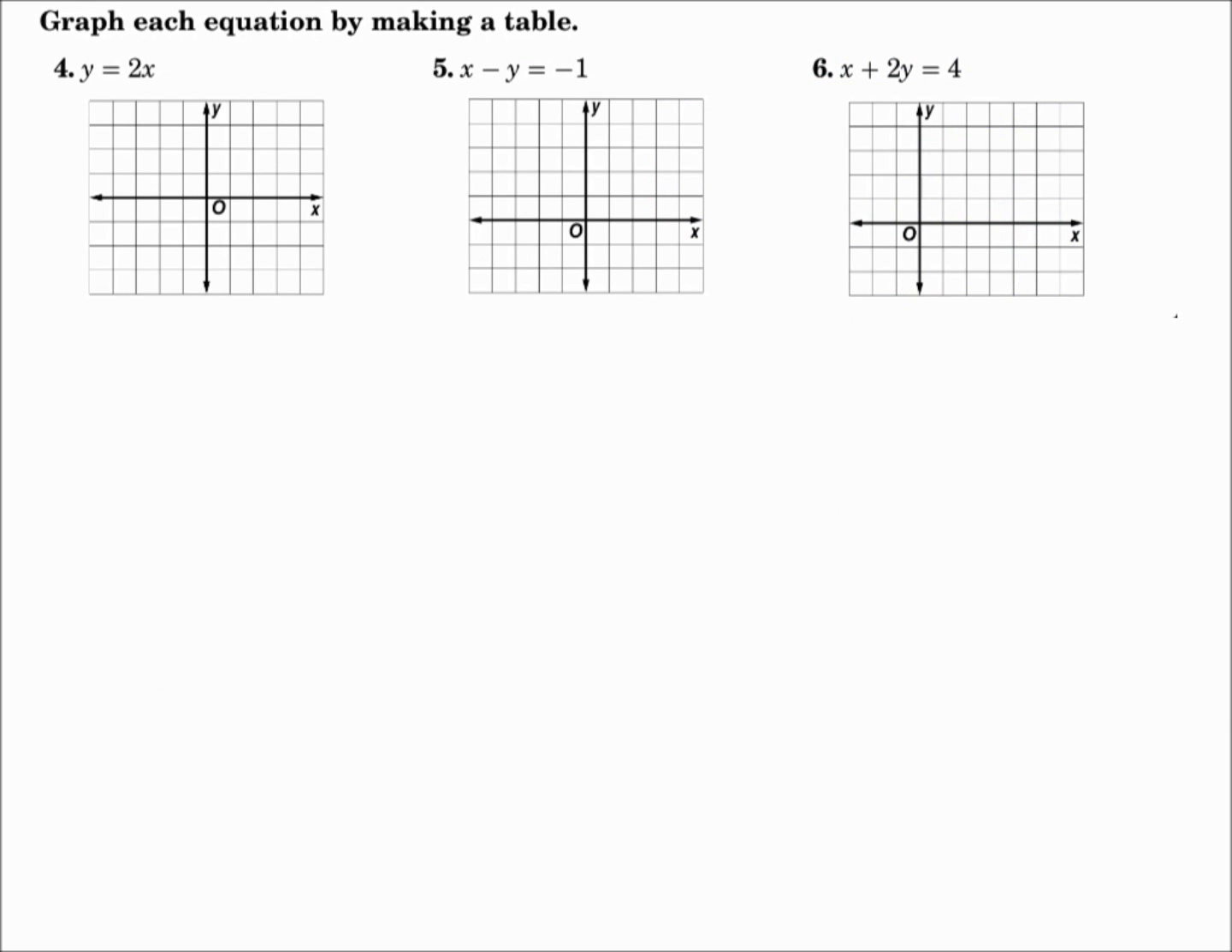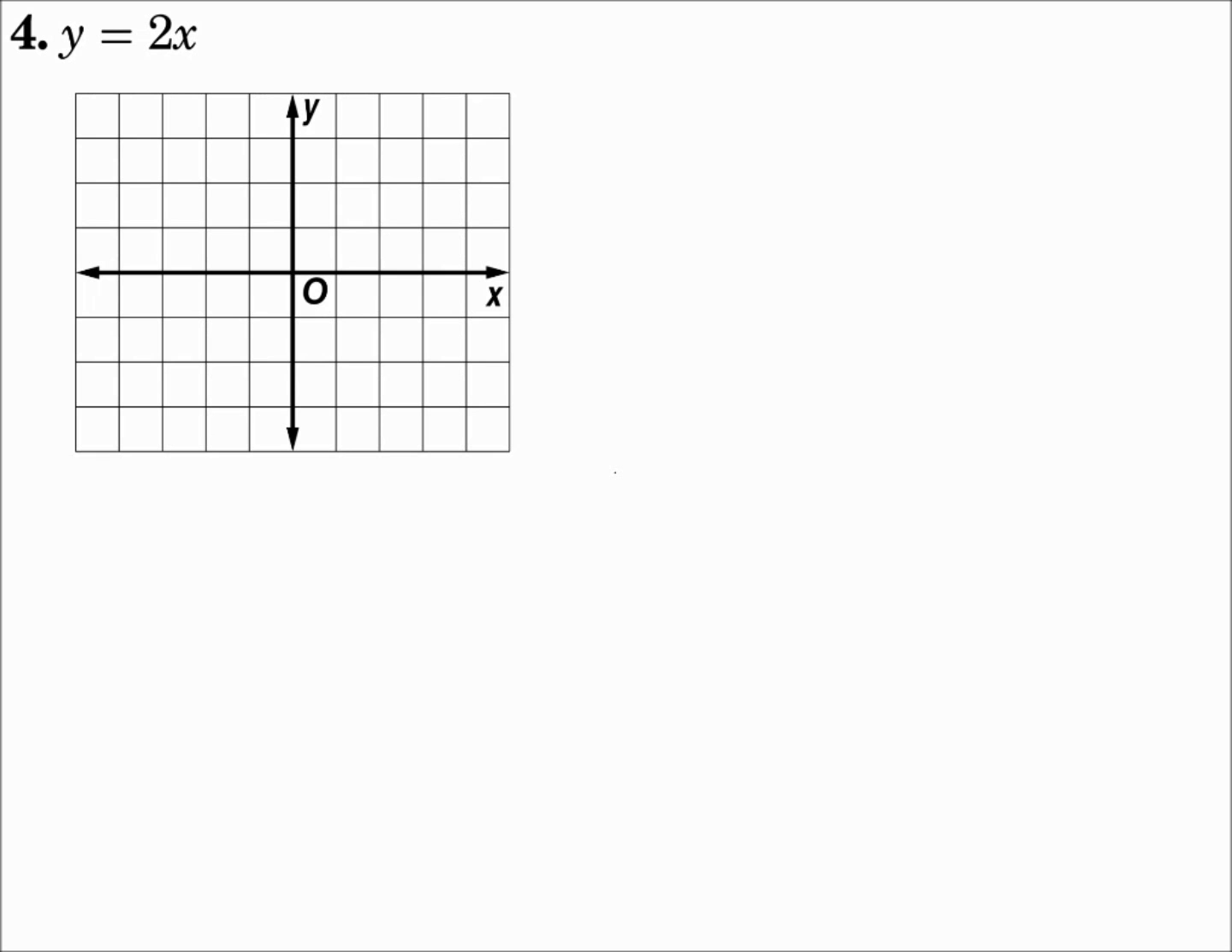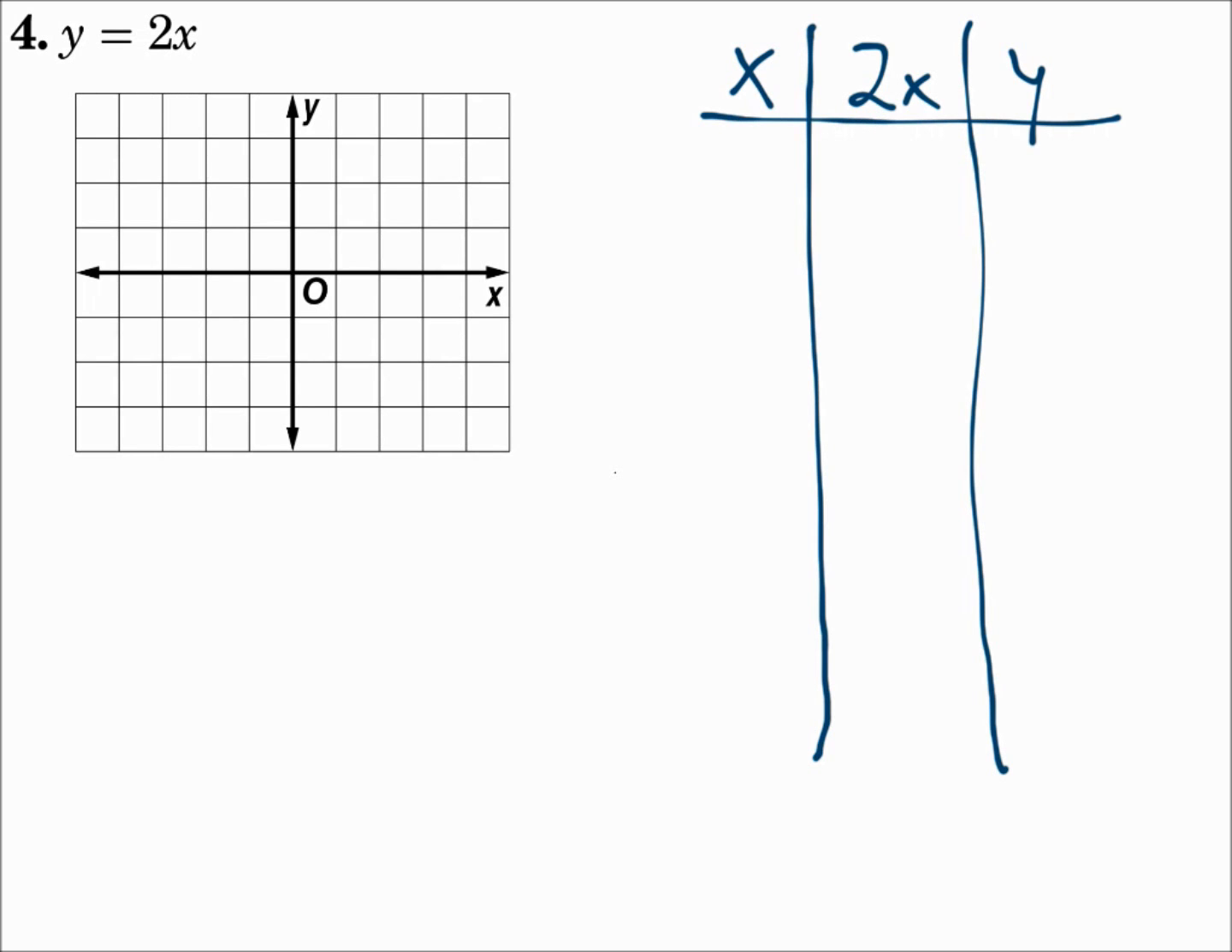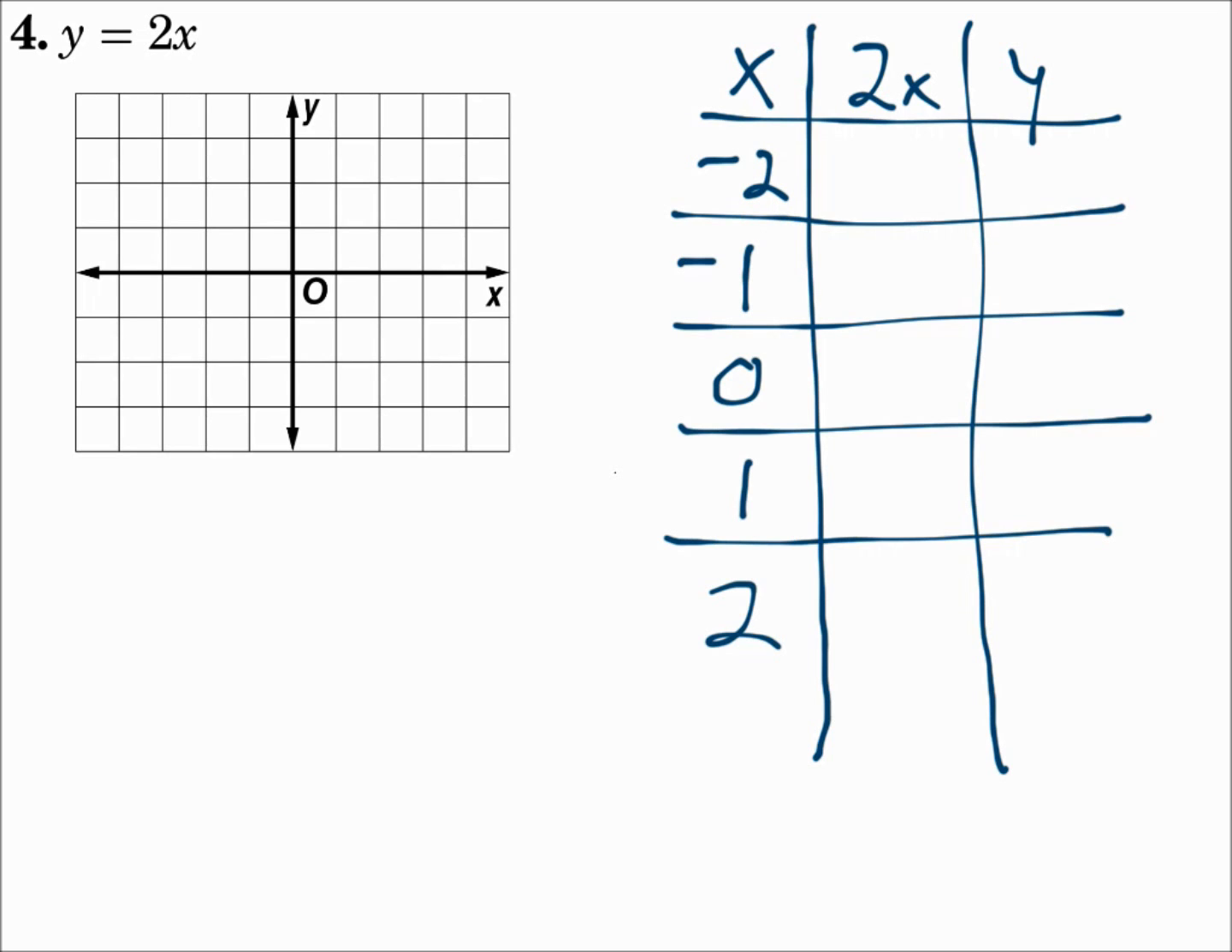Graph each equation by making a table. Number 4, y equals 2x. Start by solving the equation for y, and this one already is solved for y, so we can make the table now. Have an x column, a column for whatever y equals, which is 2x, and a y column. Have your x values go from negative 2 to positive 2. And then we'll substitute each x value in for the middle column and find out what y equals.